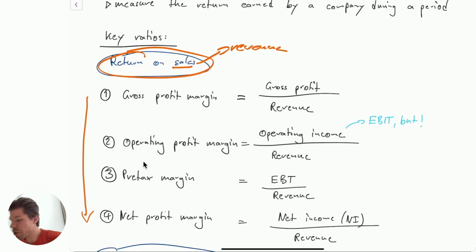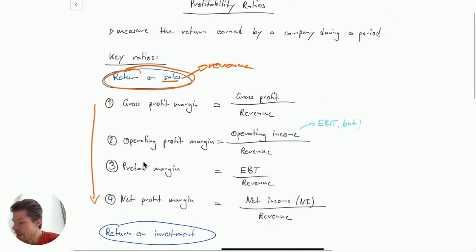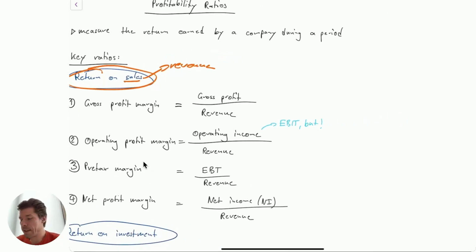Here, when we look at return on sales data, we don't have this problem because all the data is coming from the income statement. Those four are actually quite easy to understand because all of them can be derived directly from the common size income statement.